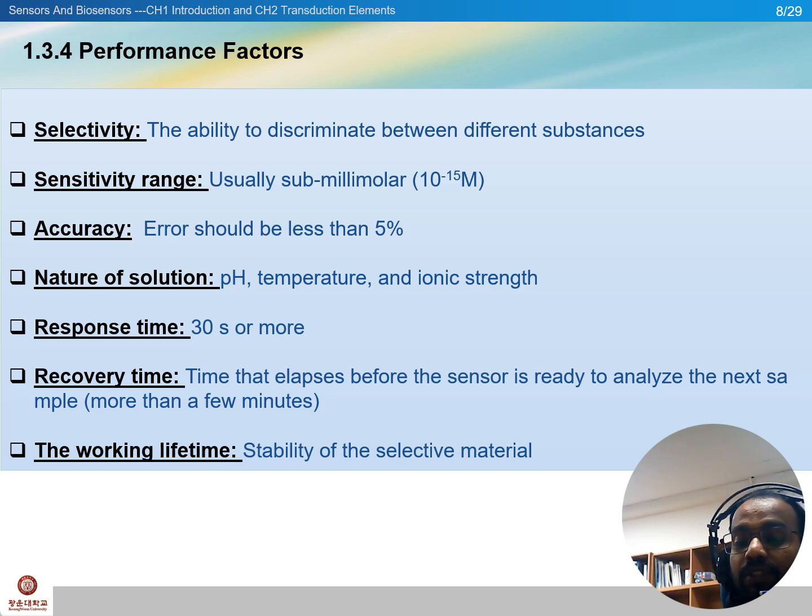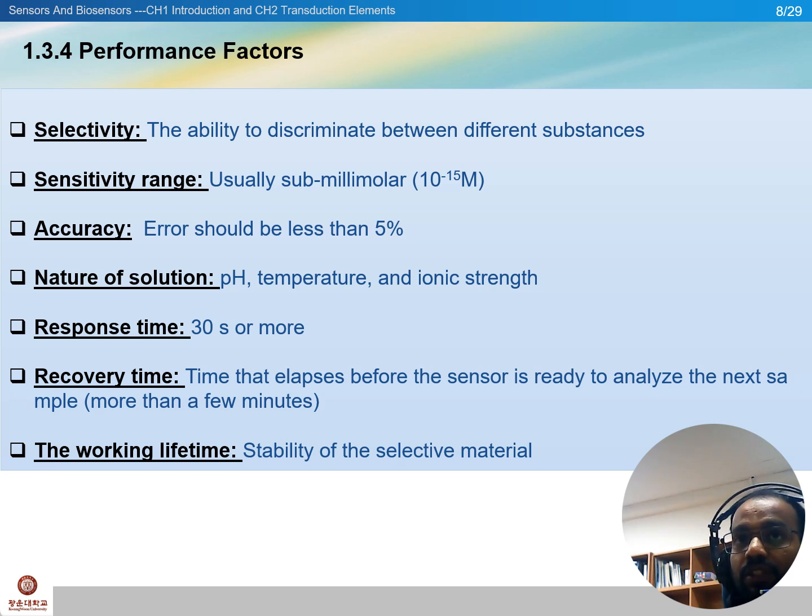As we talk about the litmus paper, for acid and base it shows a different color, as well as a selective range. It can be from a few sub-millimole up to about 10 power minus 15 molar. What is accuracy? Accuracy should be less than 5%. Error should be less than 5%.